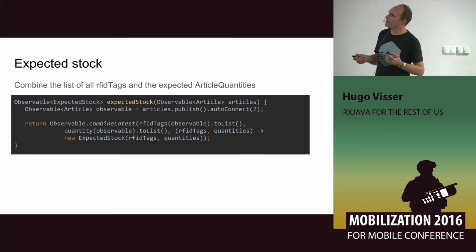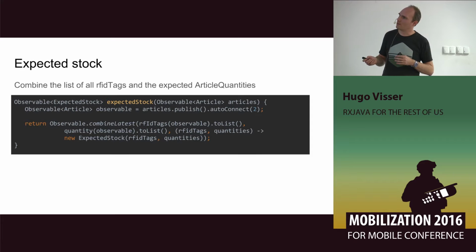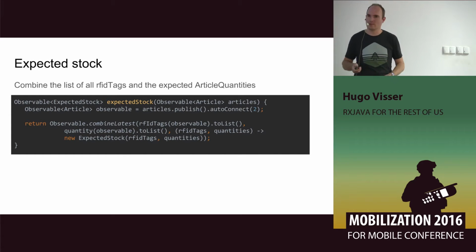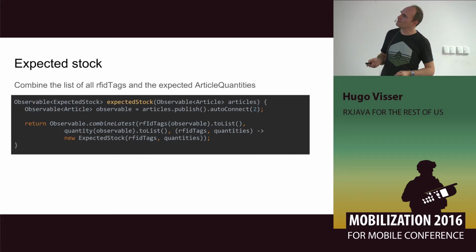We can combine these previous functions that we made. So we have the RFID tags. We can convert it to a list, and we can do the same for the quantity. That was the complicated one from just now. Convert it to a list, and then have a function that creates a new expected stock object, which returns both in one object. But there's a trick here.